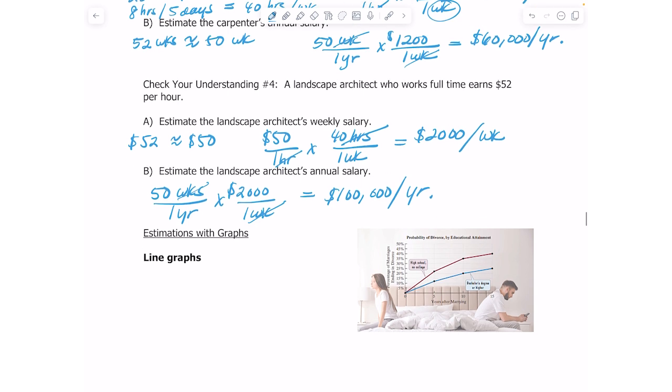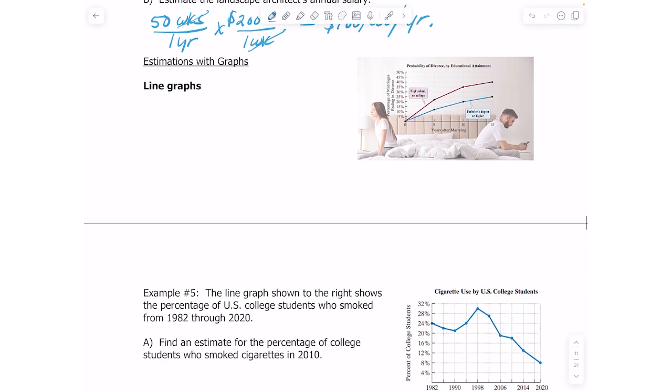Some of the things that we're going to look at in this course are going to relate to graphs, and sometimes it's helpful to look at a graph and make estimations because we can't always tell exact things from graphs for many reasons. So what we have here is what's called a line graph, okay? And line graphs are used to illustrate trends over time. When I say trends, I mean like increasing and decreasing, different patterns.